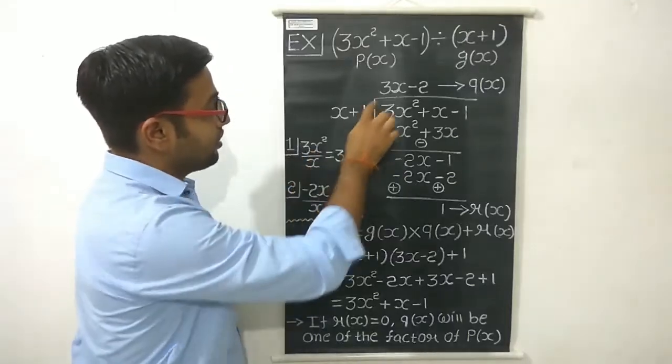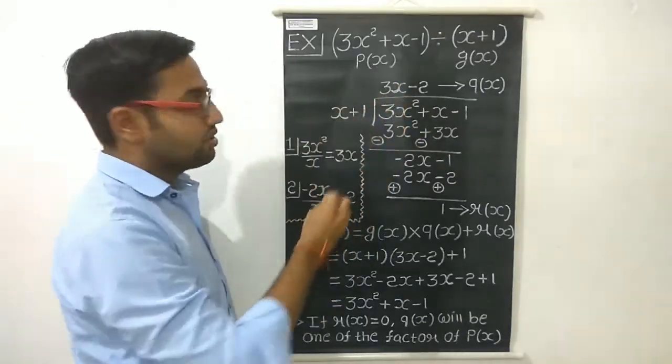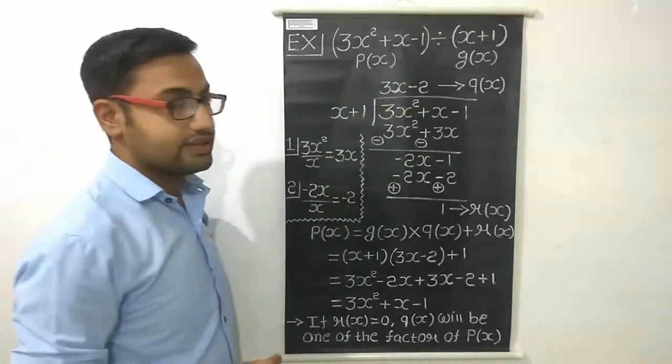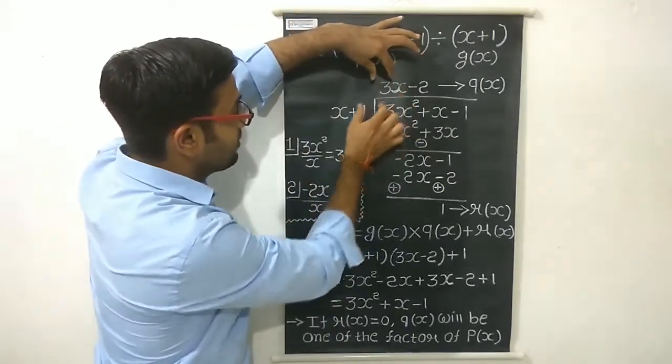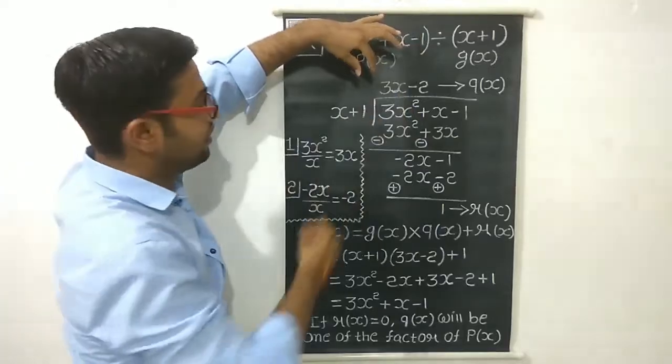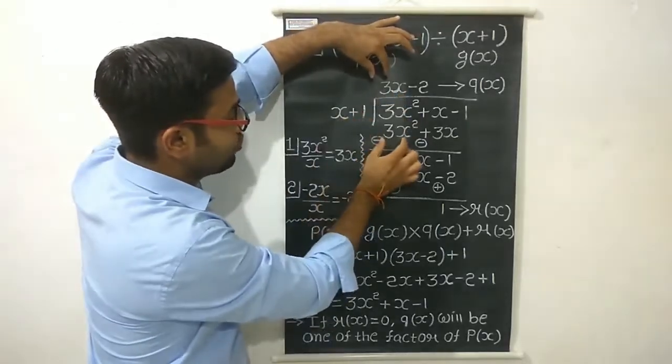So the first term of the quotient will be 3x. Now we have to multiply this 3x with both terms. So 3x into x gives us 3x square.